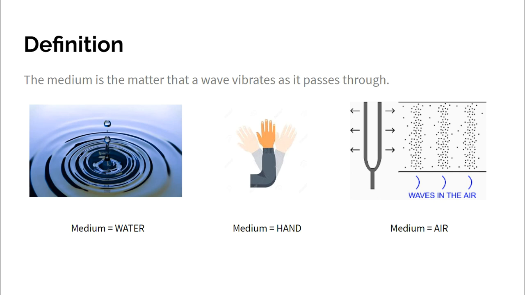The medium is just whatever a wave is going through. For instance, an earthquake. What is the medium for an earthquake wave? Yeah, it's the ground. Earthquake waves vibrate the ground, so the medium is the ground.